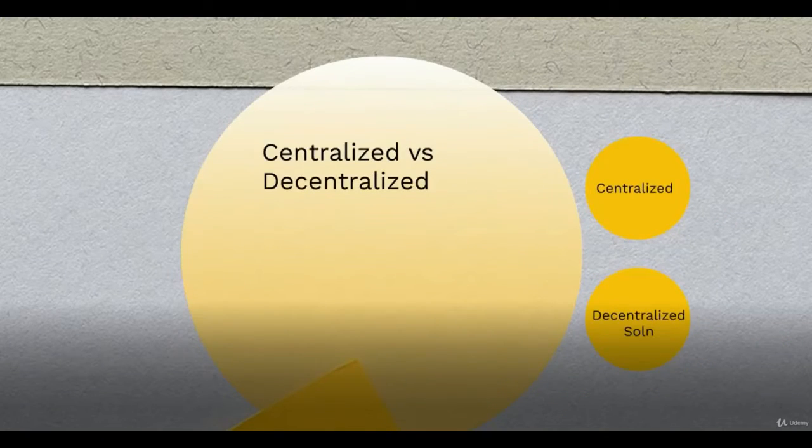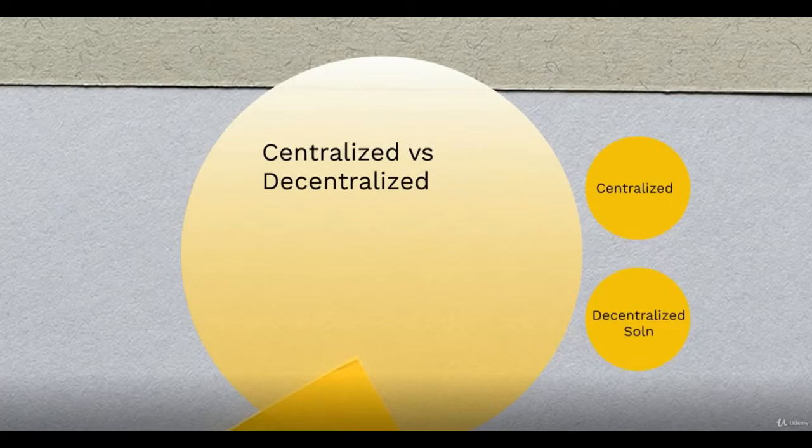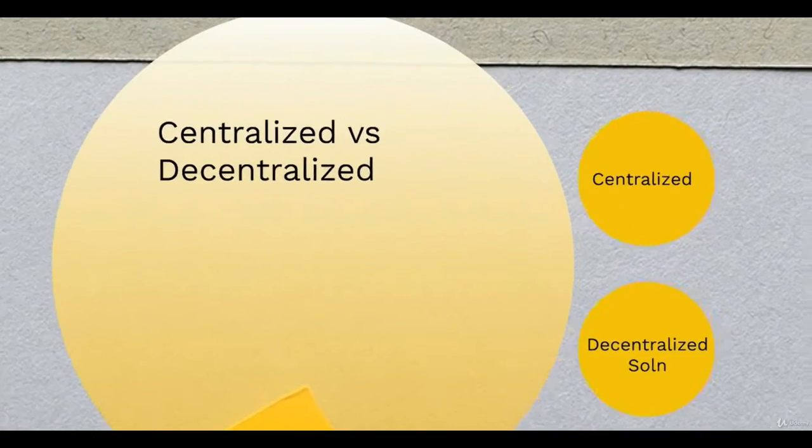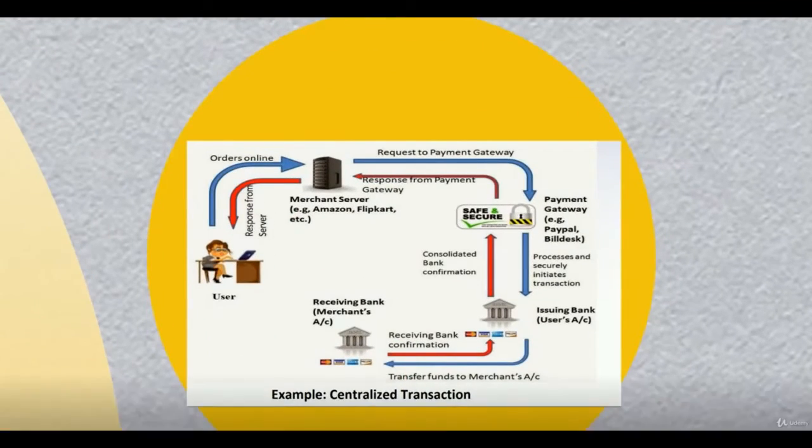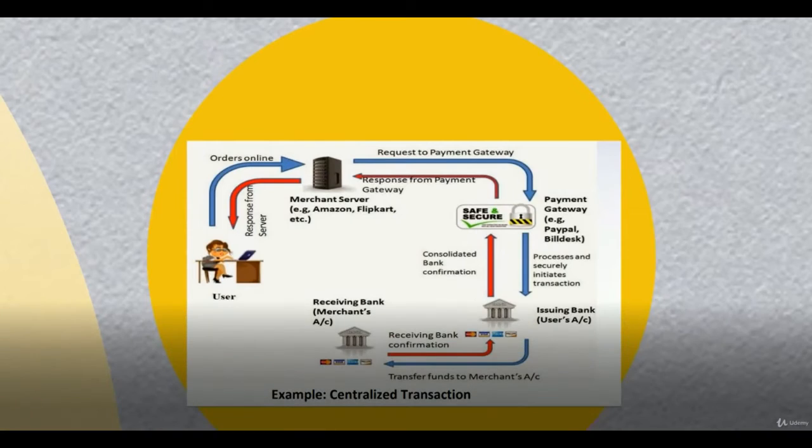The next thing we are going to see is the difference between the centralized and the decentralized network using an e-commerce application. See, this is the regular e-commerce application that we are currently using. Suppose you are the user and you want to purchase something on, say, Amazon. What happens is you are making the orders.